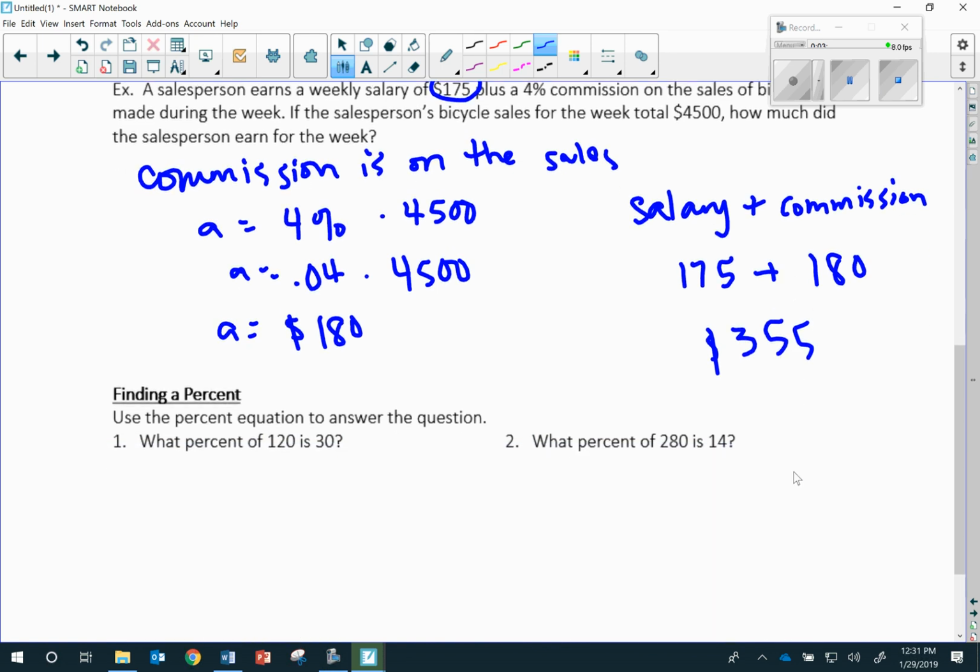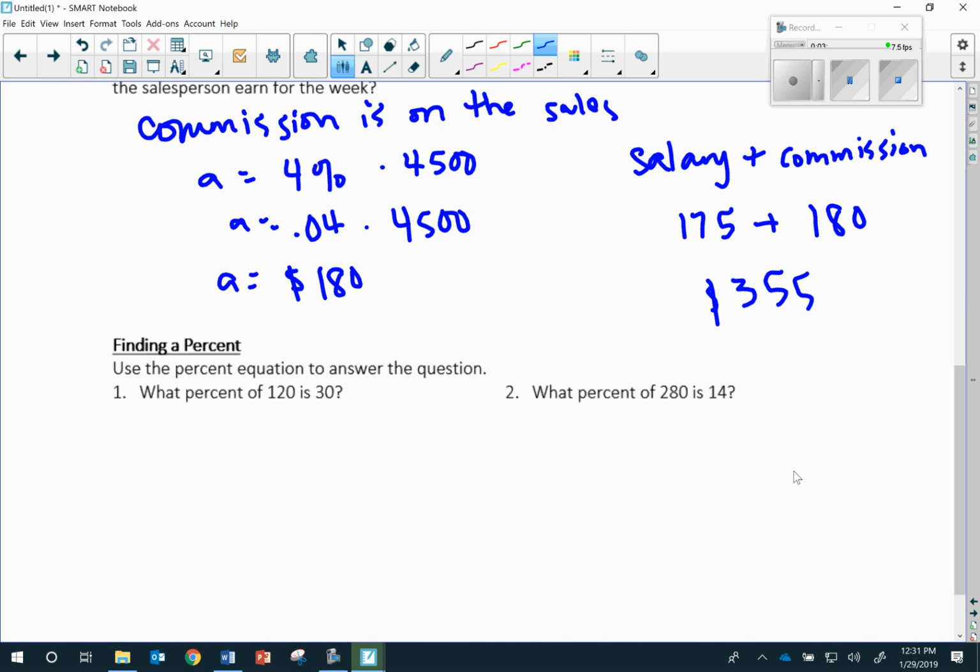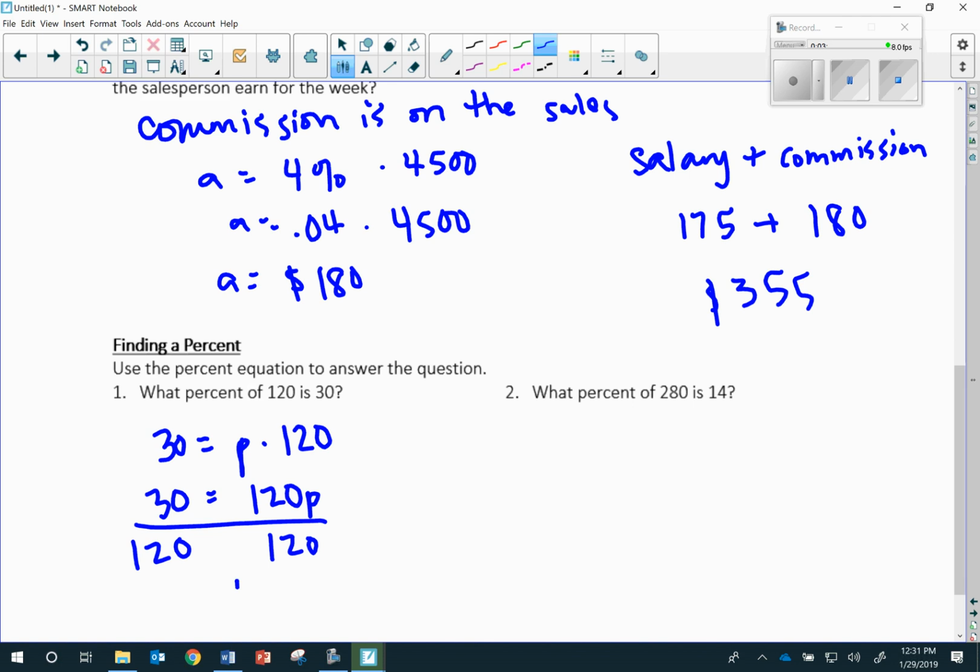All right, we'll go ahead and look at these problems. So here we're finding our percent. So we know our is 30. So 30 equals P, we don't know our percent, times 120. 30 equals 120p. You learned how to solve this type of equation. We're going to divide both sides by 120. When we do that, we have P equals 0.25, or we also know that to be 25%. I'll let you try number 2.